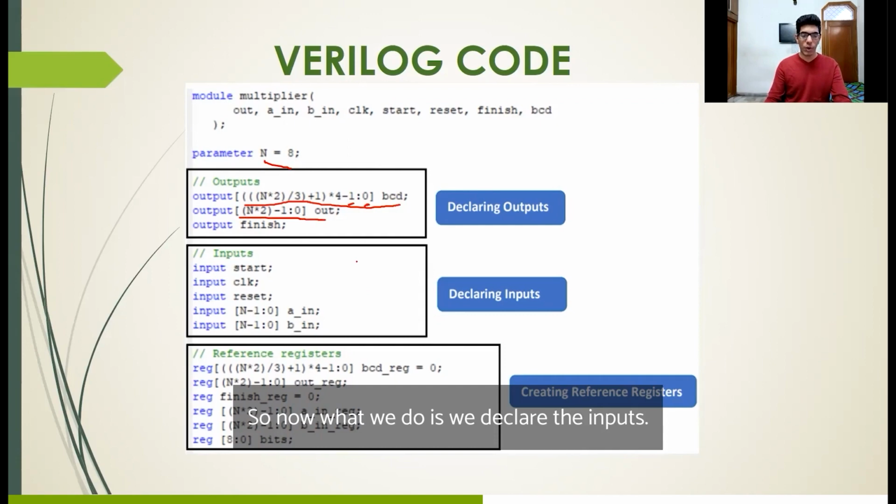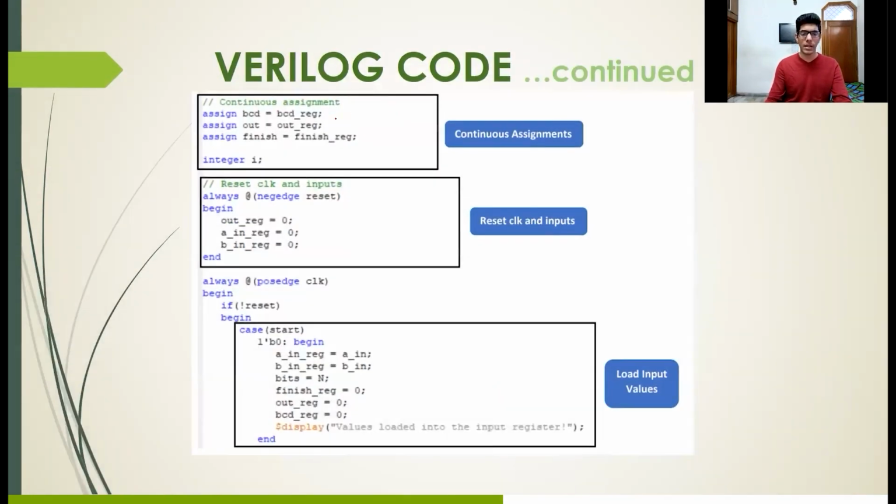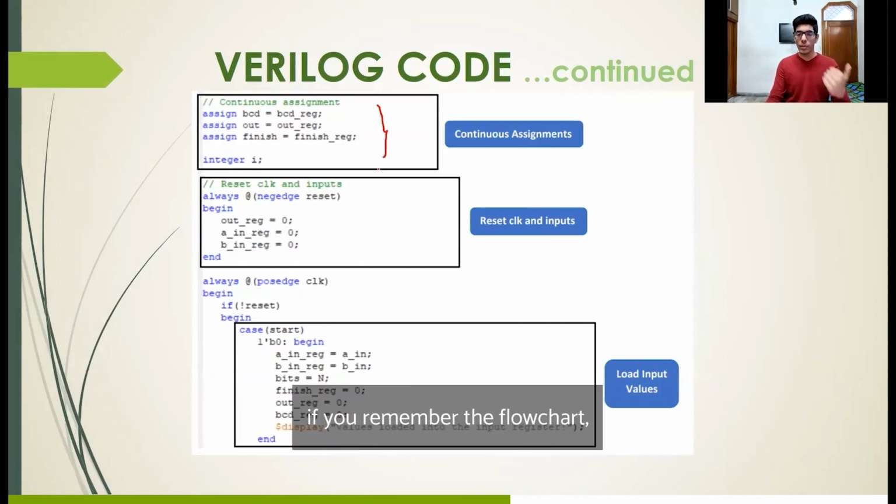So now what we do is we declare the inputs, we create the reference registers. Here we are doing nothing, just creating the registers, right? Standard theory. Next, we have the continuous assignments. Now, if you remember the flow chart, we have the reset. If the reset is 1, we reset the clock. If the reset is 0, then we start, right?